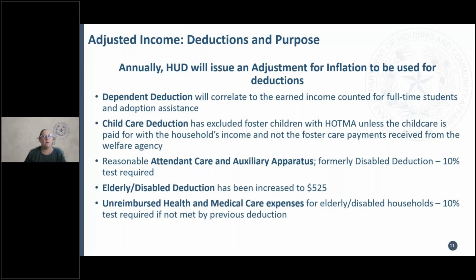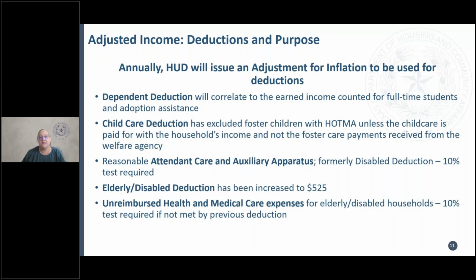There are 5 available deductions. 3 are available to all households. 2 are only available to households that meet a certain age or disability threshold. The dependent deduction is going to correlate to the earned income counted for full-time students and adoption assistants, and these are all evaluated annually by HUD. The dependent deduction is for any household member that meets that criteria. The child care deduction now excludes foster children unless the household can evidence that the child care is paid for with the household's income and not foster care payments from the welfare agency.